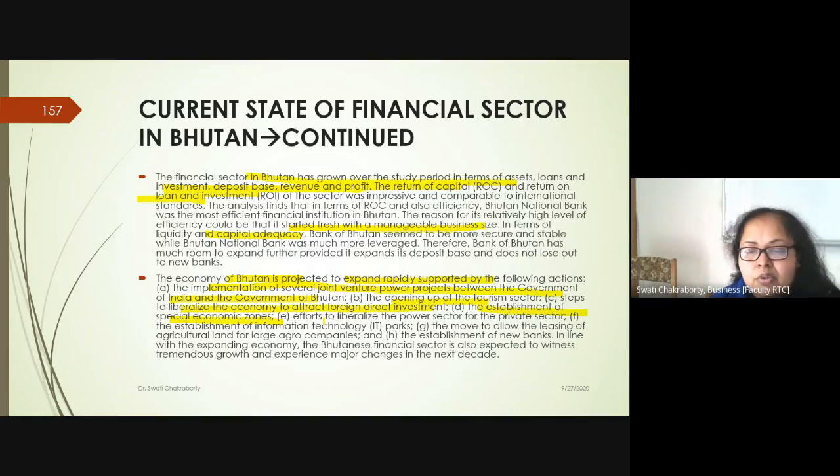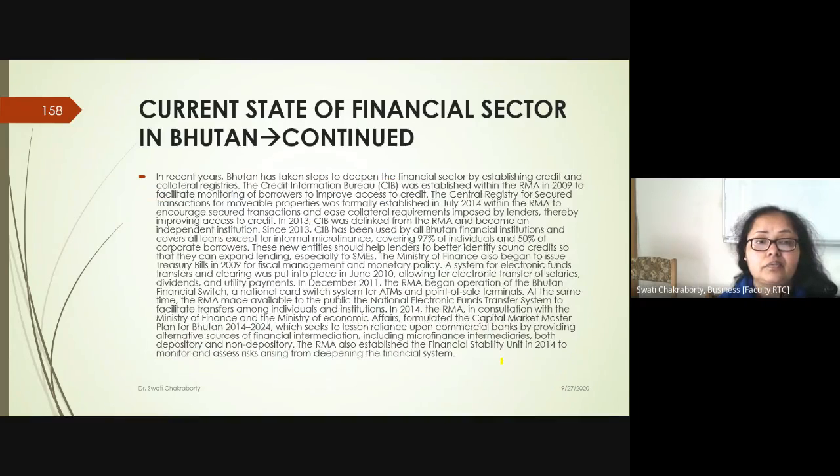And also to promote trade, efforts to liberalize the power sector for the private sector, establishment of information technology parks, that is IT parks, a move to allow the leasing of agricultural land to large agro companies, and establishment of new banks. So, in line with the expanding economy, the financial sector of Bhutan is also expected to witness tremendous growth and experience major changes in the next decade.